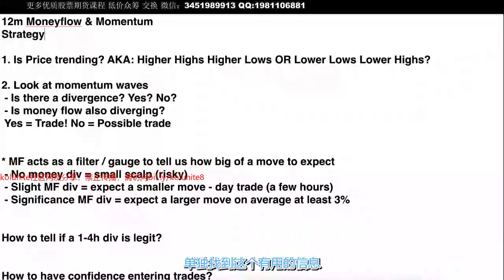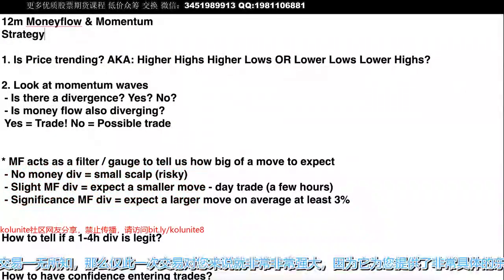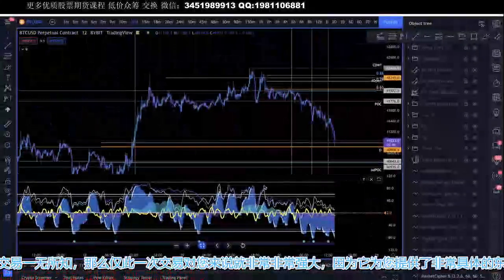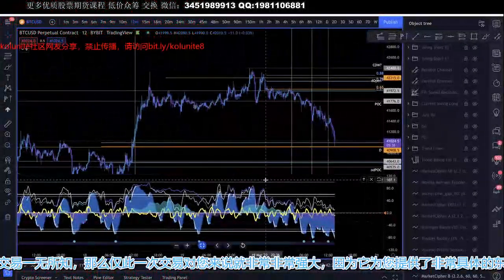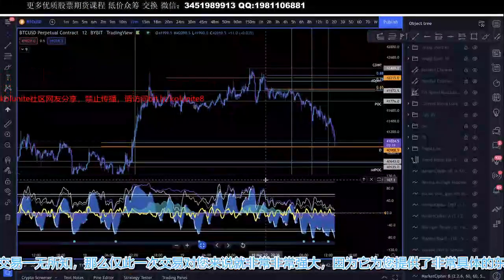So I really hope you guys find this useful. This information alone, if you don't know anything else about trading, just this session alone can be very, very powerful to you because it gives you very specific things to look for.